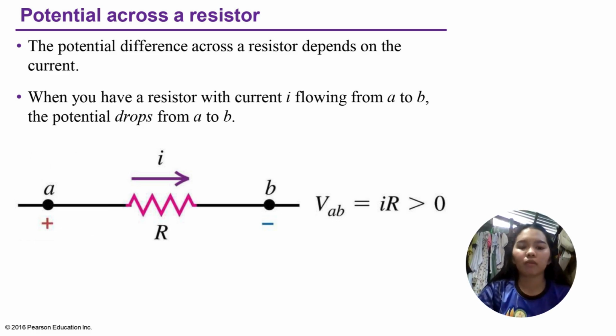So here is the graph below. When you have a resistor with the current flowing from A to B, the potential drops from A to B.